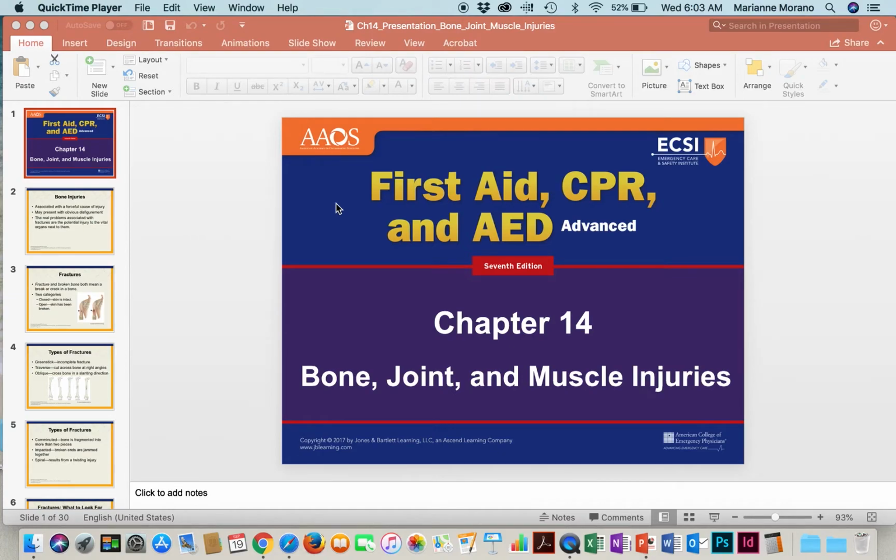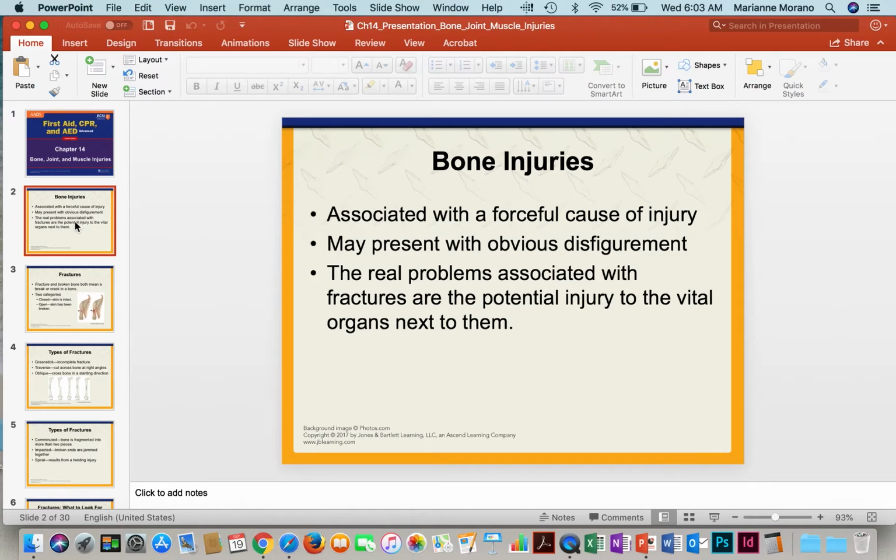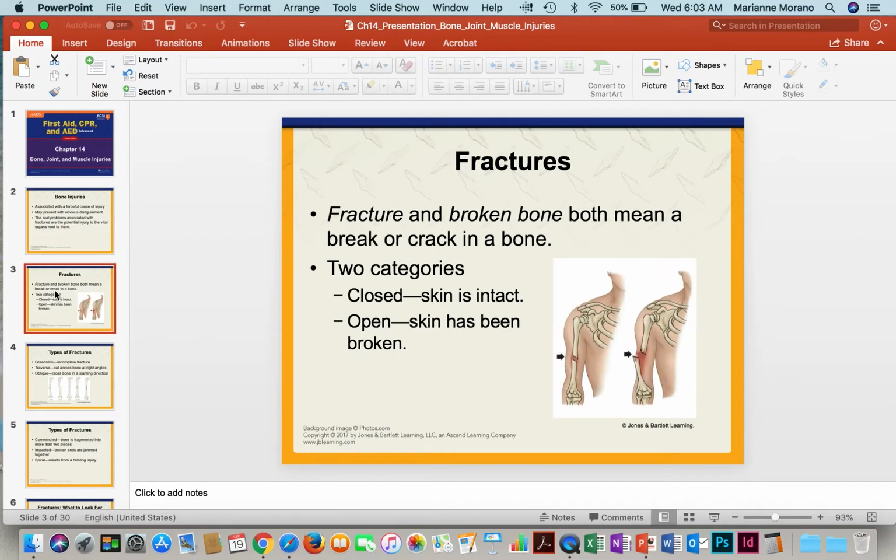In Chapter 14, we discuss bone, joint, and muscle injuries. Bone injuries usually are associated with some type of a force. It may present in a disfigurement. The real problems are a potential injury to the organs next to the bones that break. So fractures or broken bone mean the same thing. It's a break or crack in the bone.